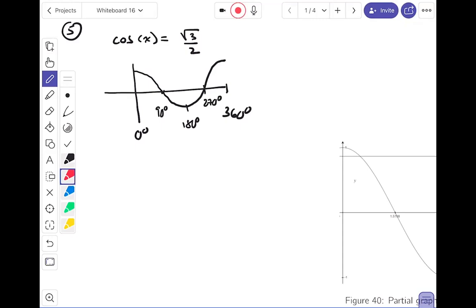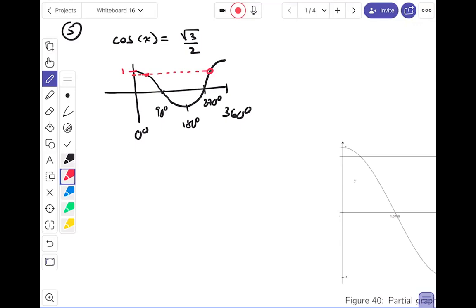Then what I'm going to do, root 3 over 2. And what's root 3 over 2? Roughly speaking, it's about 0.9. So I'm going to draw a picture, and this is 1 up here. So 0.9 is over here somewhere. It hits here. Someone says, where does it hit? Between 0 and 90, and then it hits again between 270 and 360.